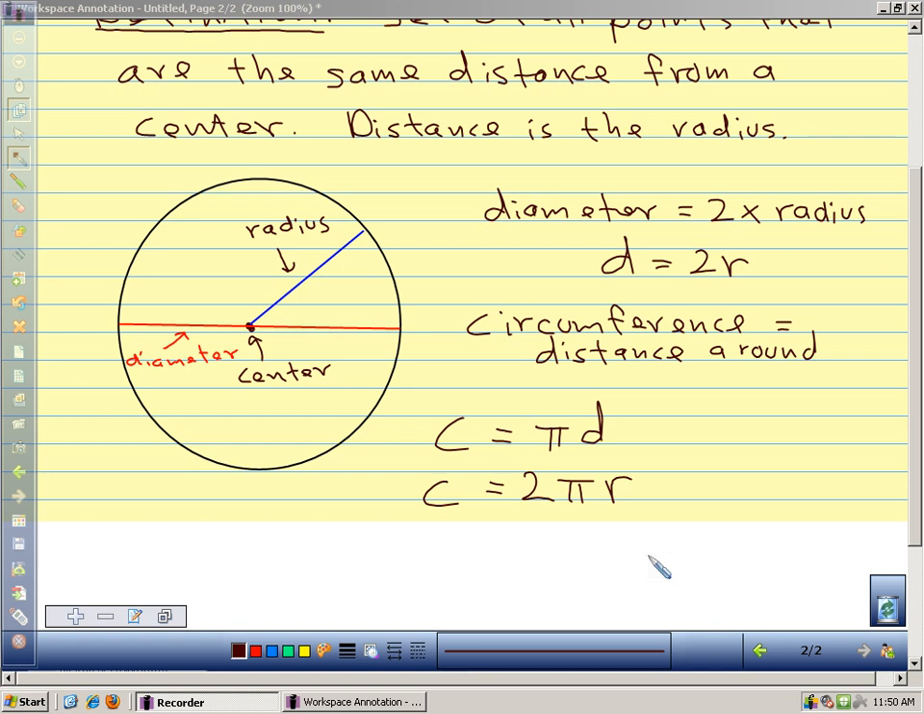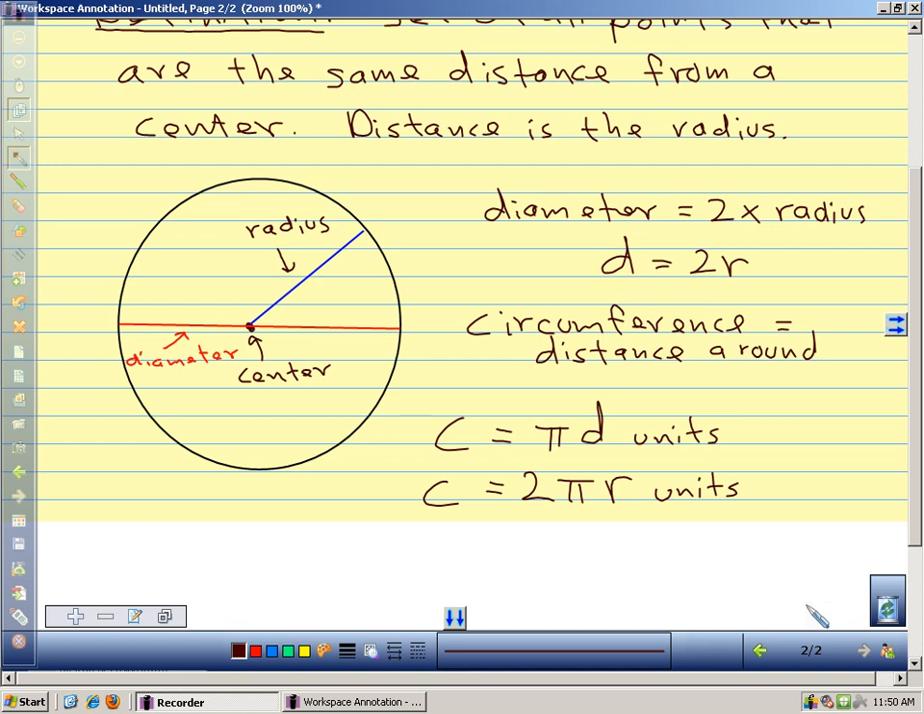And our unit for circumference is a length, so this is just going to be plain units. Inches, centimeters, meters, miles. We're talking about a length when we talk about circumference.